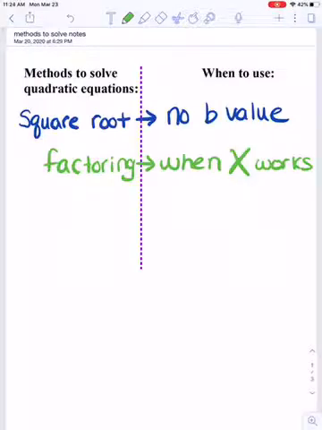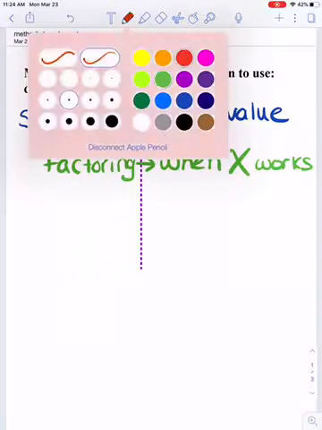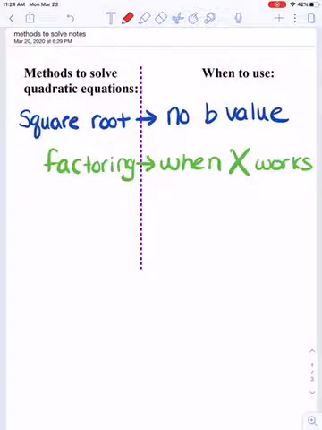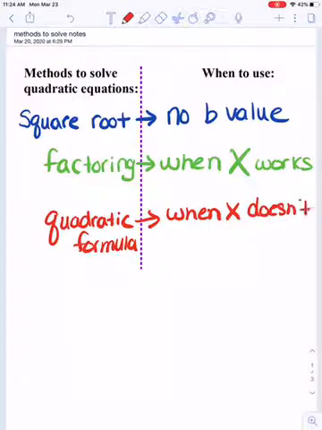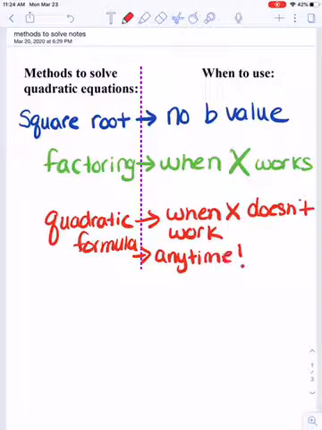However, there's times when factoring does not work, and then you might have to use our third method that we talked about to solve quadratics, and that is the quadratic formula. I generally say use the quadratic formula when the x doesn't work. So I think I like to use factoring best, but again, it's up to you. Really, you can use the quadratic formula anytime. That's a nice thing about it. You could use it to solve any quadratic.